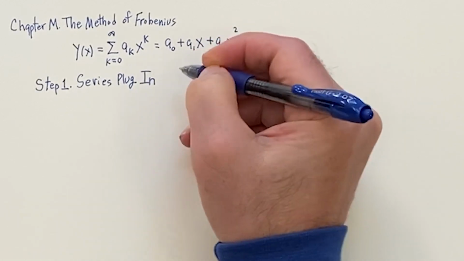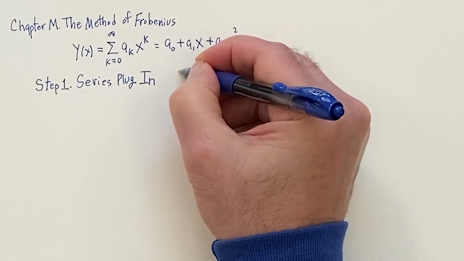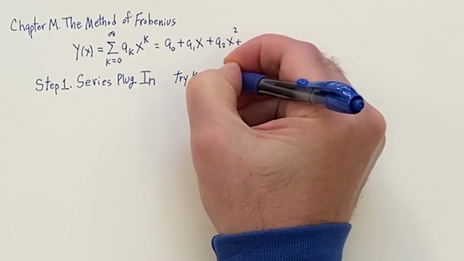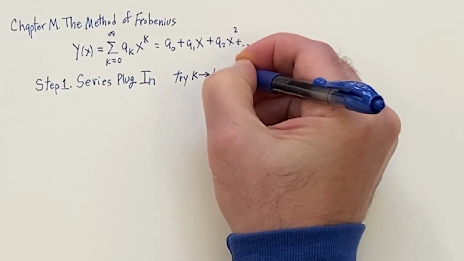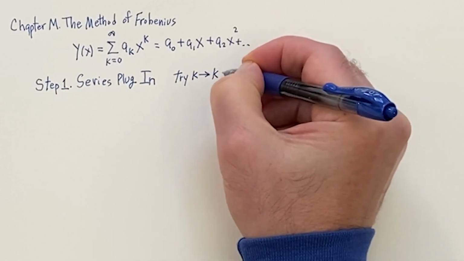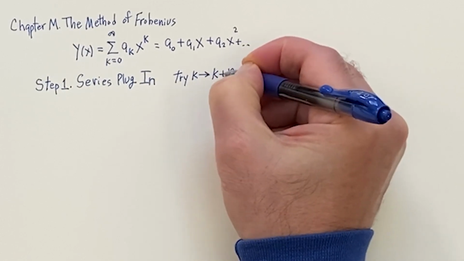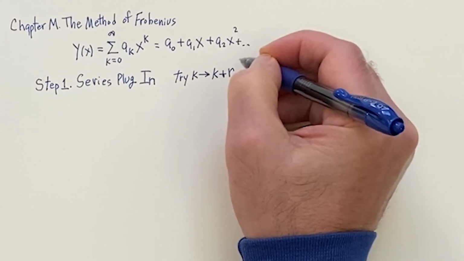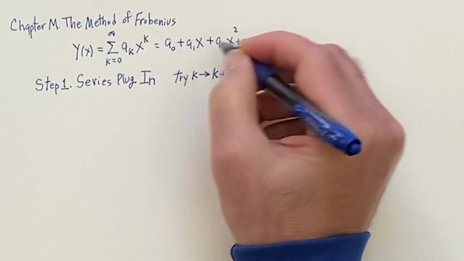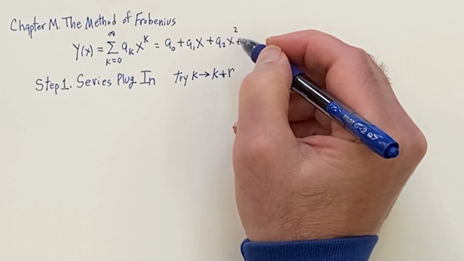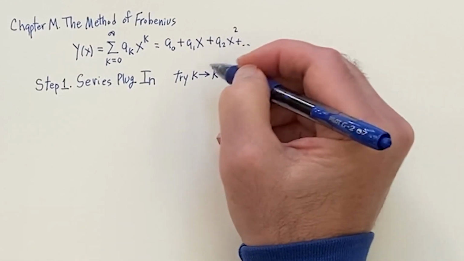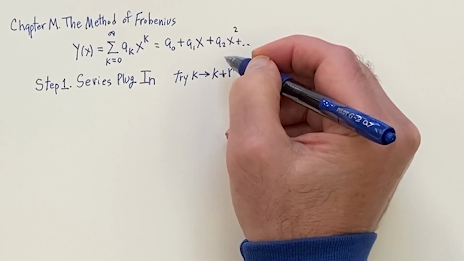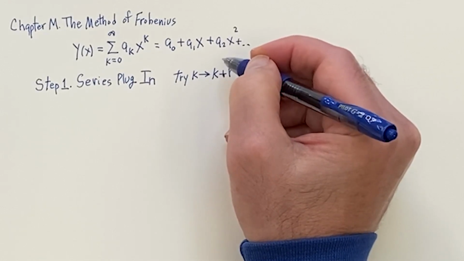And if that doesn't work, you can try a more general case. You can try taking the k and replacing the k with k plus r, where r is another value that makes the series more general. And there's other tricks you learn in differential equations. There's a whole course in differential equations to explore such things.